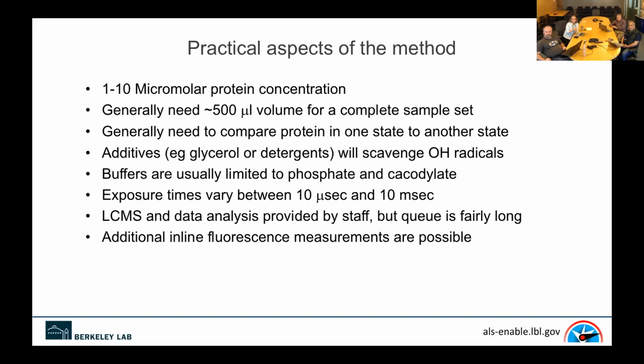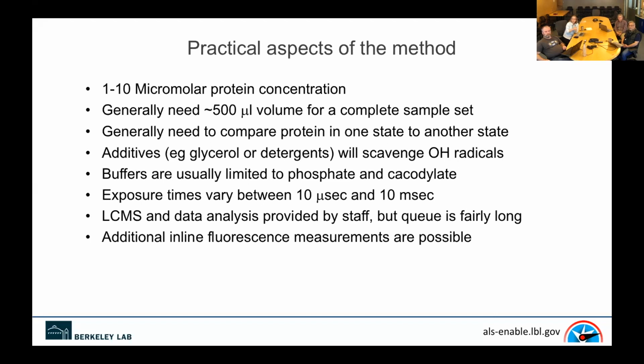One drawback, I think, to the method is that we're quite buffer limited because pretty much everything you can imagine scavenges hydroxyl radicals. So glycerol is a no-no, and detergents will scavenge radicals. Generally, we're doing our experiments in phosphate buffer, which does not scavenge radicals. So there's that limitation. I wanted to let you know the exposure times are on the order of microseconds, generally these days under just 100 microseconds or so. That gives you a sense of how much time resolution we can get if you're interested in some kind of kinetic study.